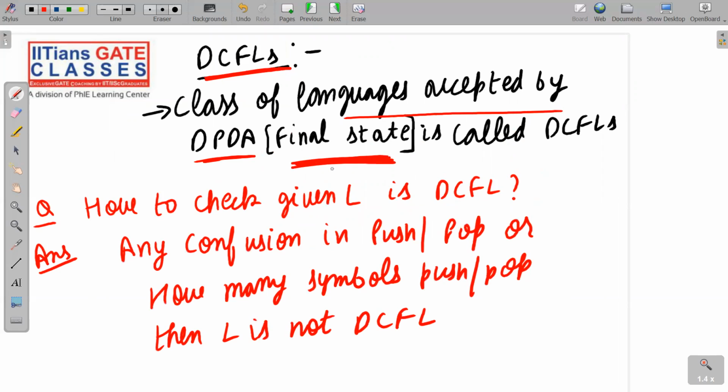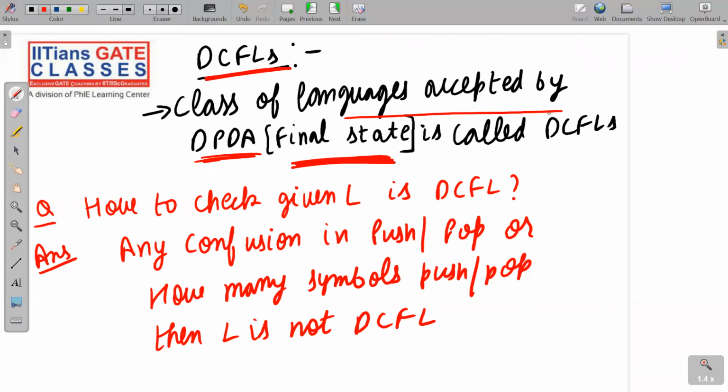We are not concerned with null store. We are concerned with final state. And I have already told you that DPDA with final state is more powerful than DPDA with null store. But in the case of NDPDA, NDPDA with null store and NDPDA with final state both have equal power. But DPDA with null store and DPDA with final state have different power, and DPDA with final state is more powerful than DPDA with empty store. I hope I have made the point clear.